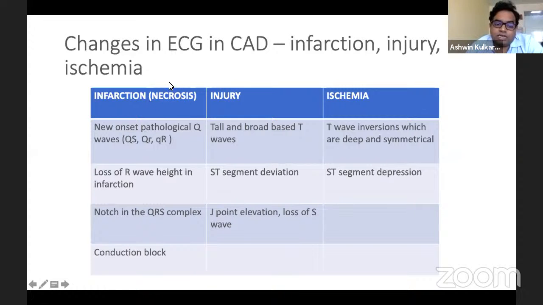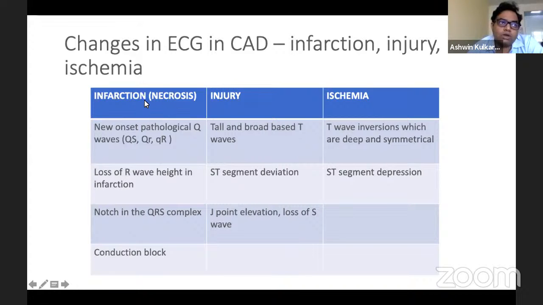As I mentioned, there are three areas: the area of necrosis, the area of injury, and the area of ischemia. You are supposed to know the few ECG findings in each area so that you can interpret the ECG better. Whenever there is infarction, there is necrosis, the myocardium is dead. So there is no alive myocardial region in that area.